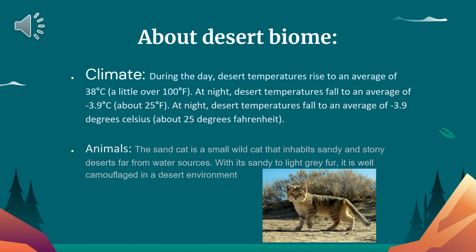Animals: I wrote about only one type of animal. It's the sand cat. It came from Persia and lives in deserts. It is a small wild cat that inhabits sandy and stony deserts far from water sources. With its sandy to light gray fur, it camouflages in a desert environment, and it doesn't need much water to live.